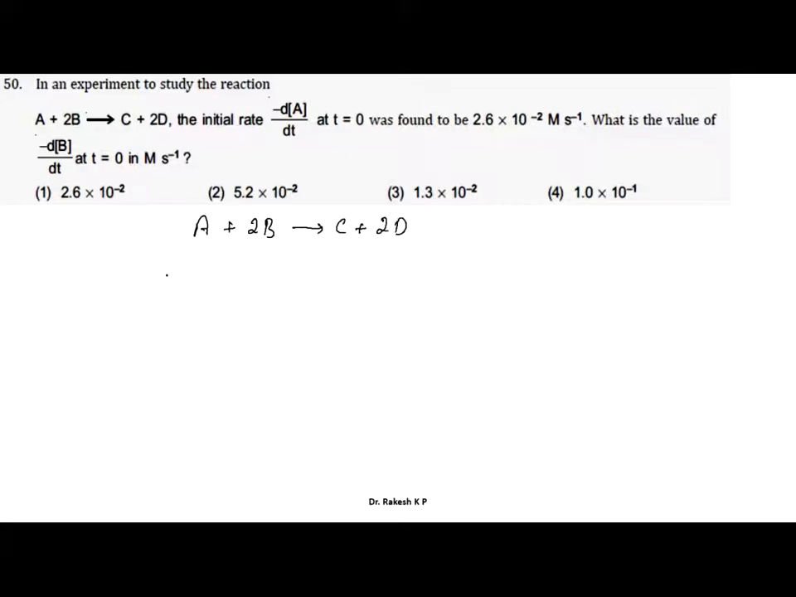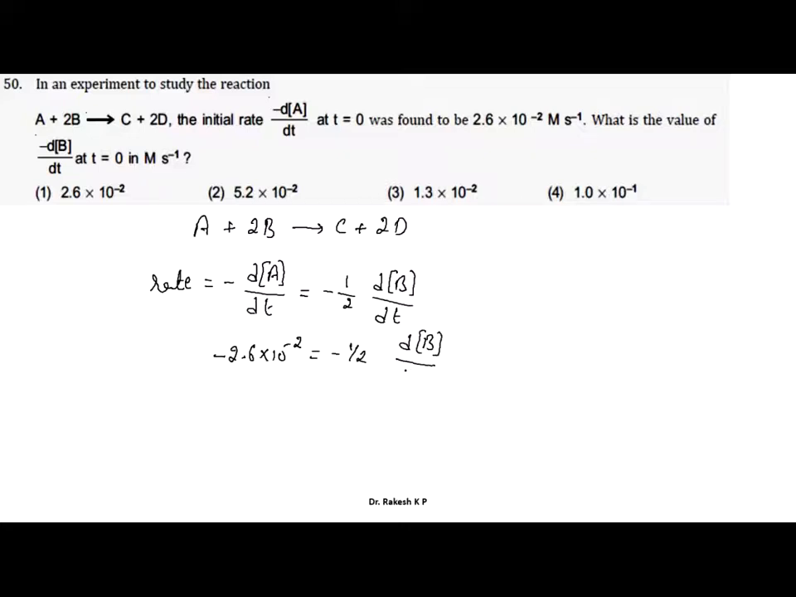So let me write the rate for the reactants here. There is a change in the concentration, that means the concentration decreases. I'm going to write it in this form: the change in the concentration with time is equal to minus 1 by 2 the change in the concentration of B. But especially in this one they asked about the reactants. Now we have to calculate the value. They have given the value here: minus 2.6 into 10 to the power of minus 2 is equal to half of the change in the concentration of B divided by dt.